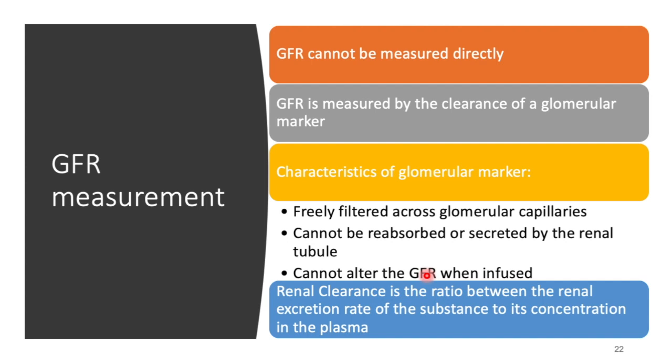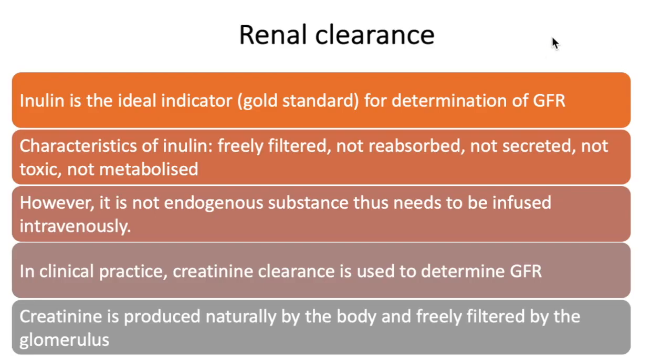So GFR can be measured by calculating the renal clearance, which is the ratio between the renal excretion rate of a substance to its concentration in the plasma. We will look at how to measure this renal clearance later. Inulin is the ideal indicator or gold standard in GFR determination. This is because inulin fulfills all the criteria. It is freely filtered, not reabsorbed, not secreted, and not metabolized. Plus, it is not toxic to the body.